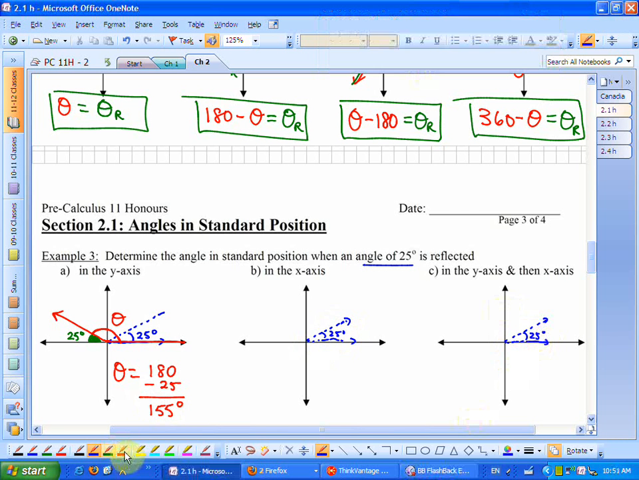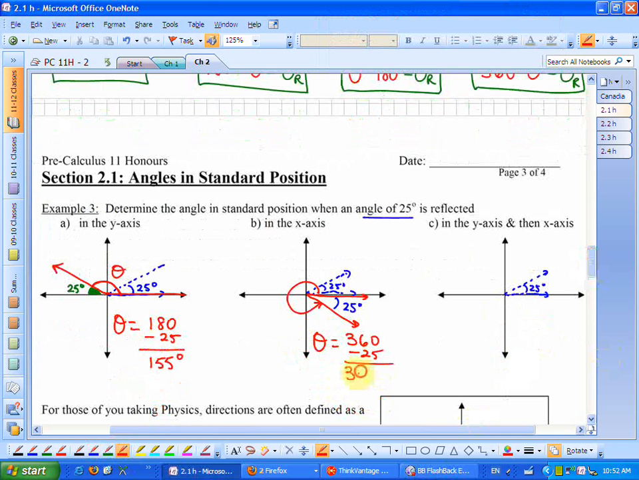Here's the answer for B, for those of you who want to double check. I'm reflecting this in the x-axis, so it goes down here. This angle is also equal to 25 because it's a reflection, they're the same. So I'm asking you for this angle theta, which would be in the fourth quadrant, 360 take away 25, which is 335.